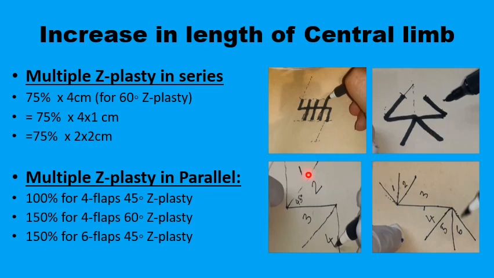Now, if you're doing the in parallel type, if you actually need more extension of the central limb up to 100% or 150% of its original length, then the in parallel type of multiple Z-plasties will be required, either with 45 degrees 4 flaps, then you can expect 100% increase, or 45 degrees 6 flaps when you can have 150% increase in the length of the central limb.